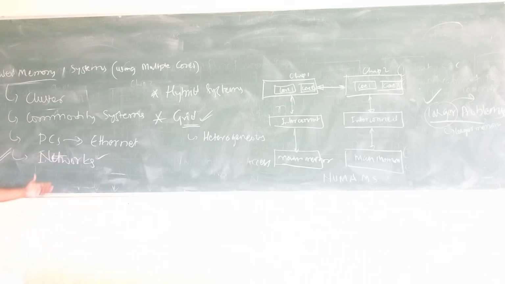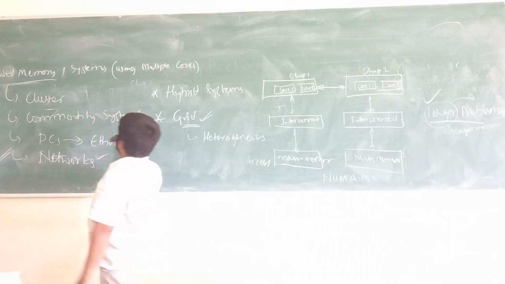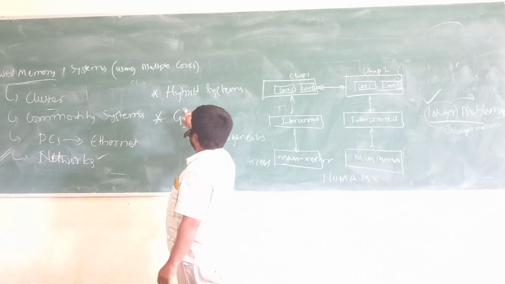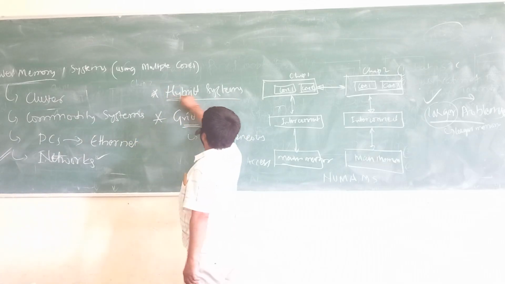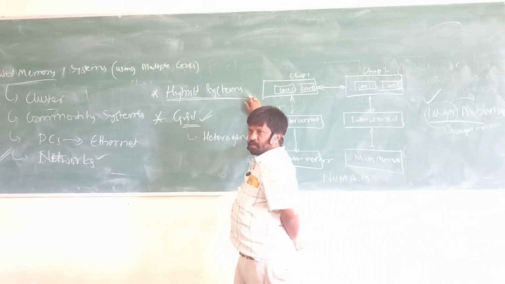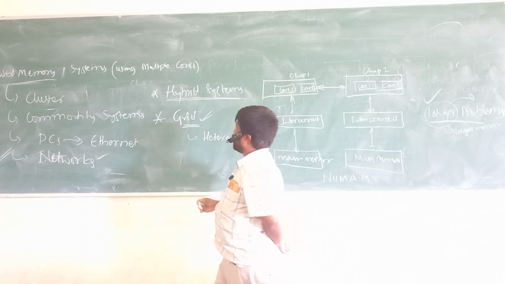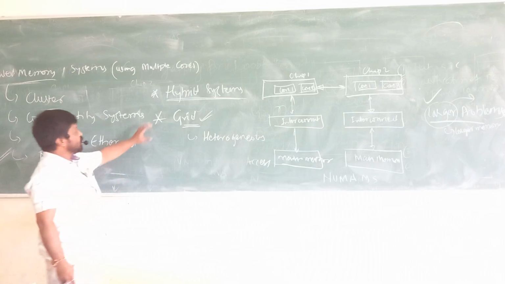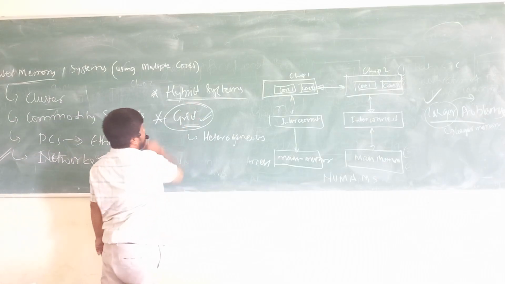Usually, if you connect multiple cores to distributed memory systems, this type of parallel system is called a hybrid system. Hybrid systems. If you want to develop a distributed memory system using multiple cores, this can be achieved with the help of the grid system.